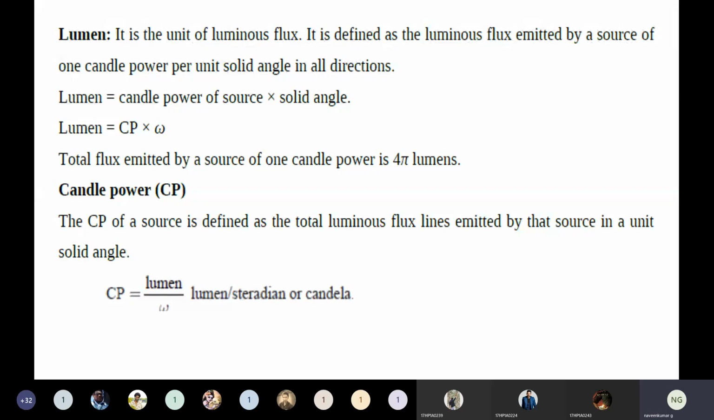The next definition we are going to understand is candle power. Candle power of a source is defined as the total luminous flux emitted by that source in a unit solid angle. It is also defined in terms of solid angle only. Candle power is given as the ratio of lumen per solid angle. The unit is lumen per steradian, or it may also be given in candelas.